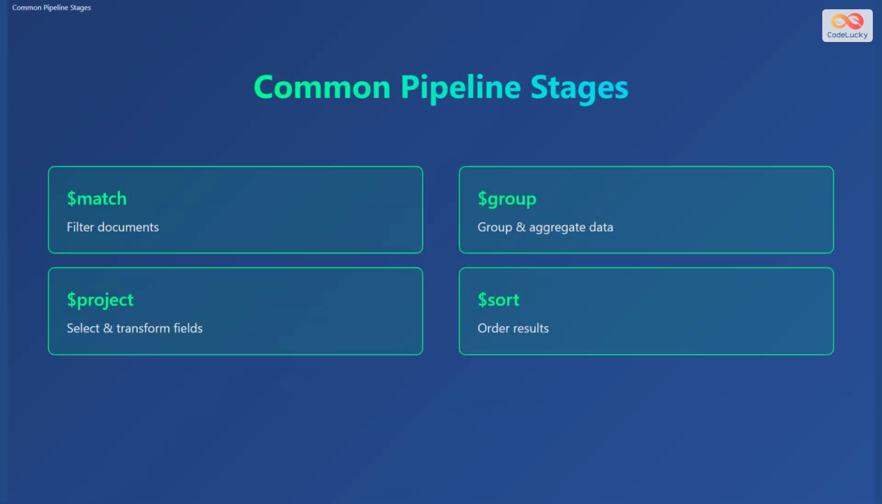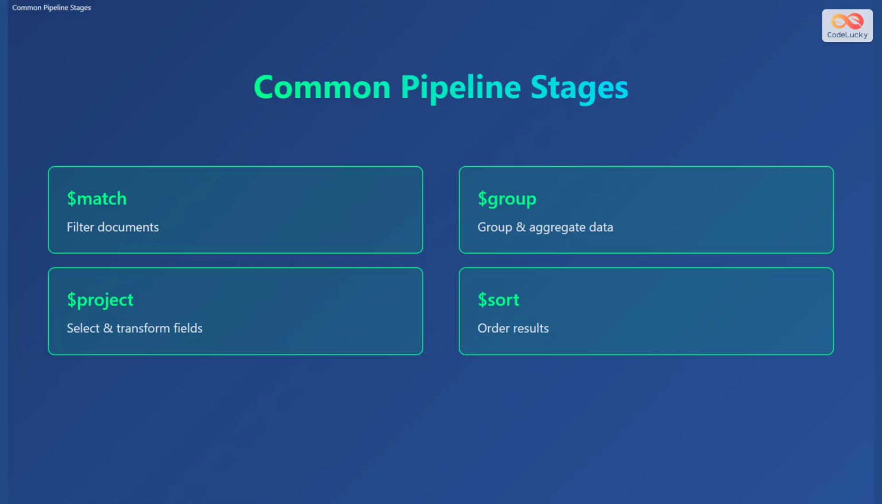Here are some common pipeline stages you'll use frequently. First, there is $match. This stage is used to filter documents based on specified criteria. Only the documents that match the criteria will pass through to the next stage. Second, there is $project. This stage is used to select specific fields from the documents and also transform them. You can add new fields, rename existing ones, or even create computed fields.